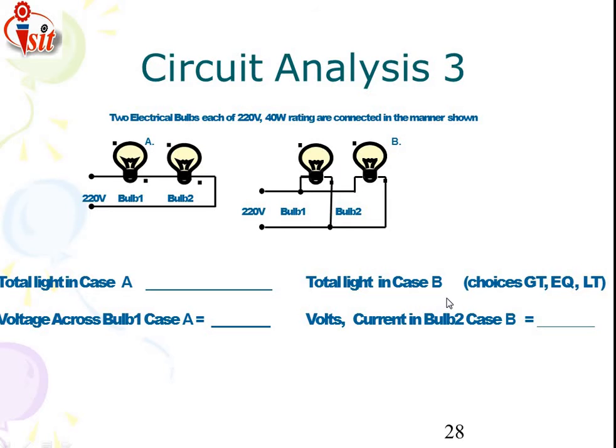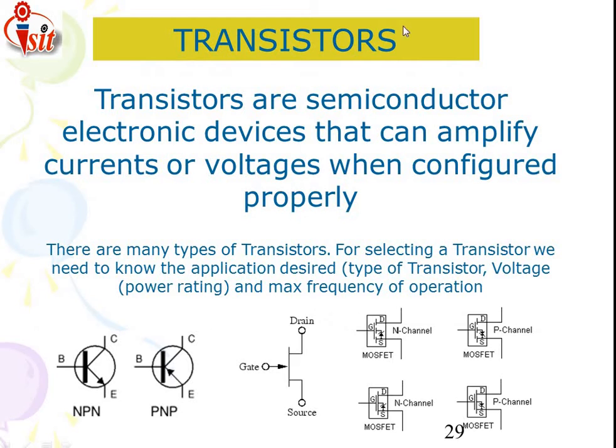Here the total light in case B, the voltage and currents in bulb 2 in case B are shown over here. Then the transistors. Transistors are semiconductor electronic devices that can amplify the current or the voltage when configured properly. There are many types of transistor. For selecting a transistor, we need to know the application desired, the type of transistor, voltage, power rating, and maximum frequency of operation, which is shown over here.